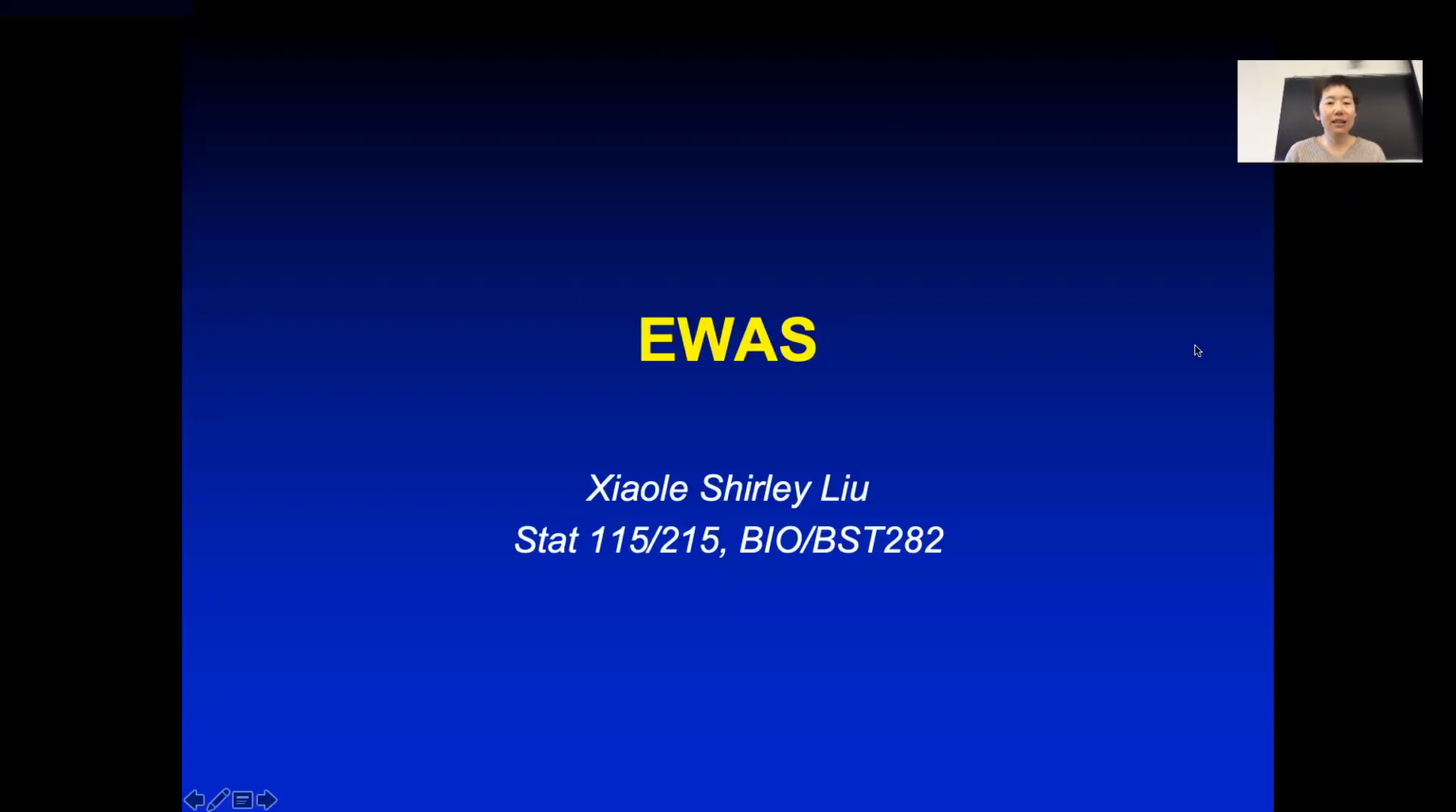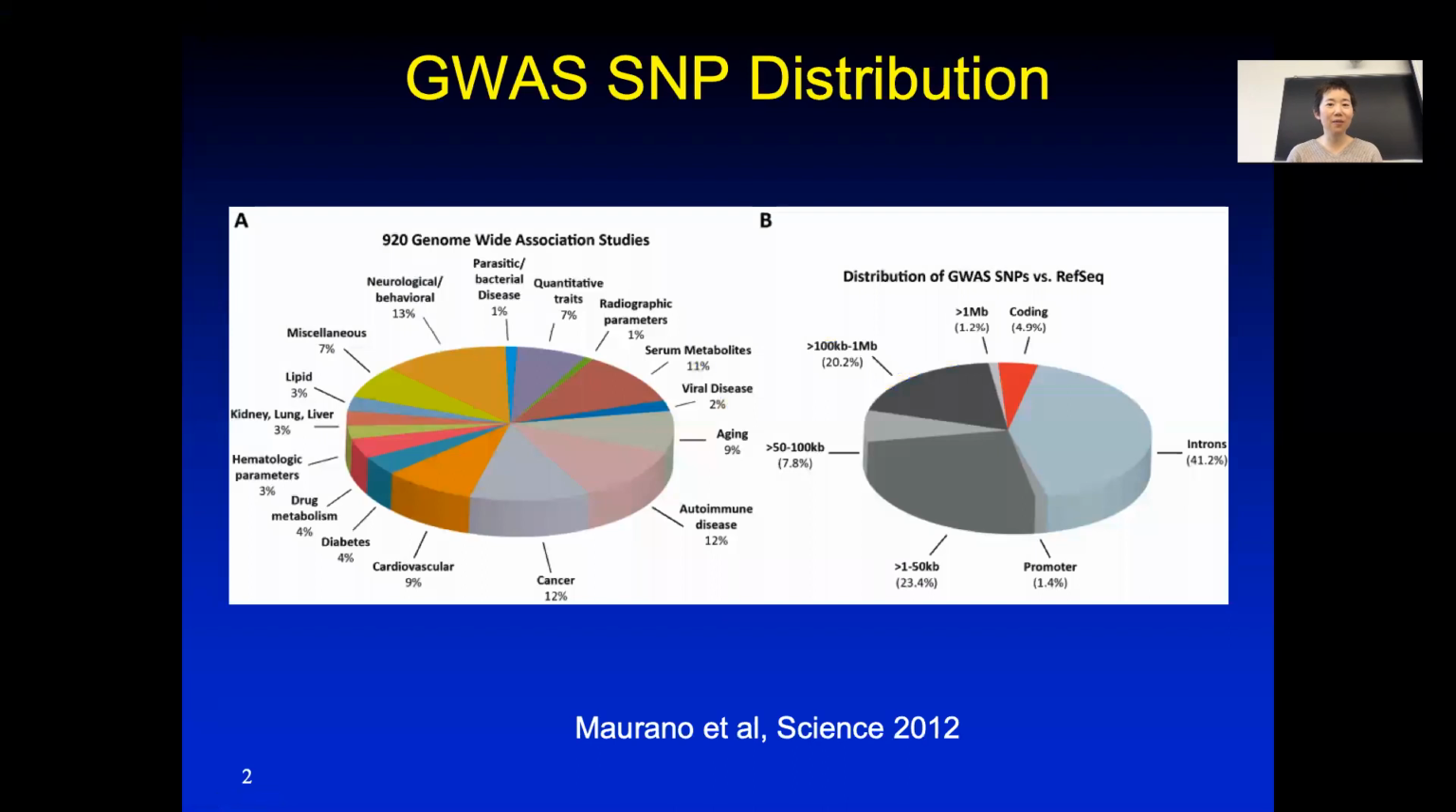Okay, let's get started in class. So in the last lecture, we started explaining SNPs, linkage disequilibrium, and GWAS studies. And we also briefly talked about eQTL. And so today we're going to talk about EWAS, which is how to use epigenetics to understand a GWAS study.